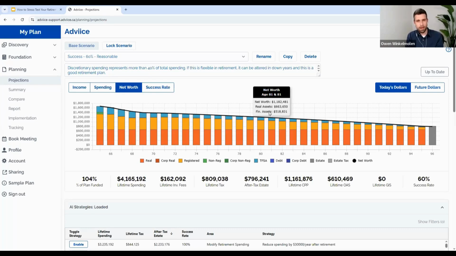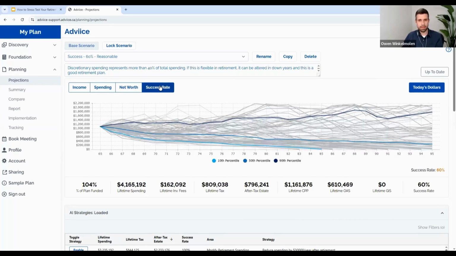So a lot of financial plans, retirement plans stop here. They do a straight line drawdown. They might show you 104% plan funded, and that might feel great. But one of the things to remember here is that any deviation from the expected inflation rate or expected rate of return could mean that this plan would run out of money. And that's what success rate is trying to measure.